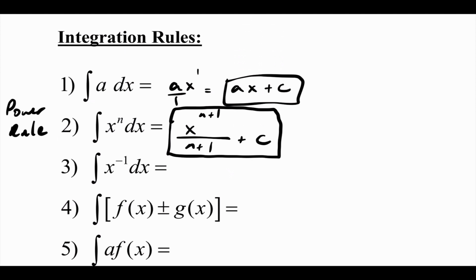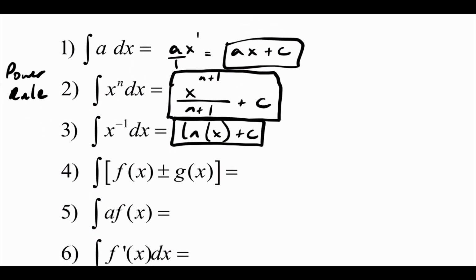Number 3 we saw, right? -1. If we use the power rule for number 3, I'm going to get something that doesn't work. So what is the antiderivative for number 3? ln of x, yep, and then plus c. Right, that's the special case.